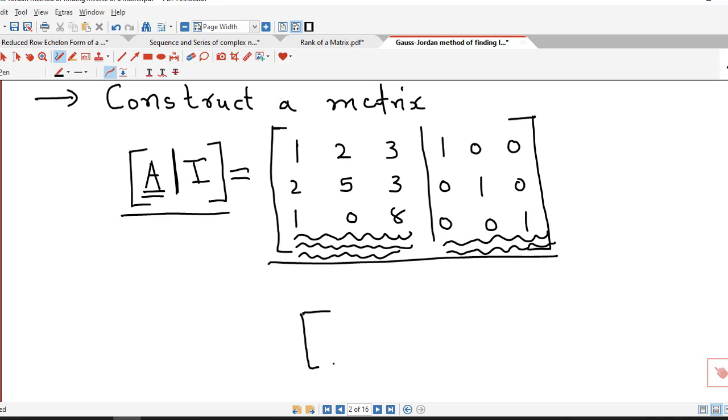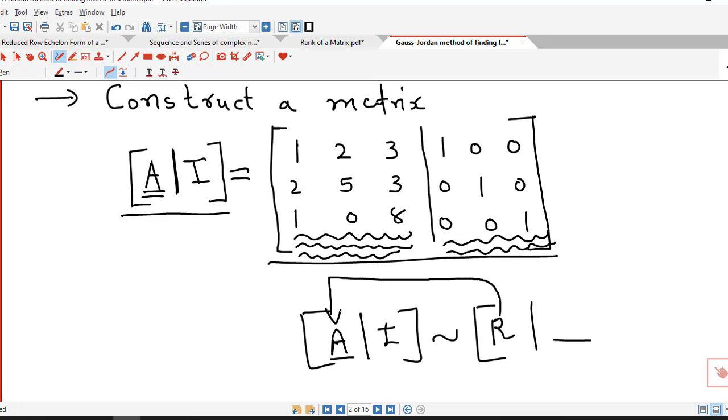So we will convert this matrix capital A into reduced row echelon form. Here suppose capital R is the reduced row echelon form of this matrix capital A, and the operations which we will apply to find out reduced row echelon form of A, those operations will be applied to this whole matrix. So this matrix on right hand side will also change, and once we obtain reduced row echelon form here, whatever matrix we will obtain on the right hand side, that will be the inverse of the given matrix. So this is the idea of Gauss-Jordan method.